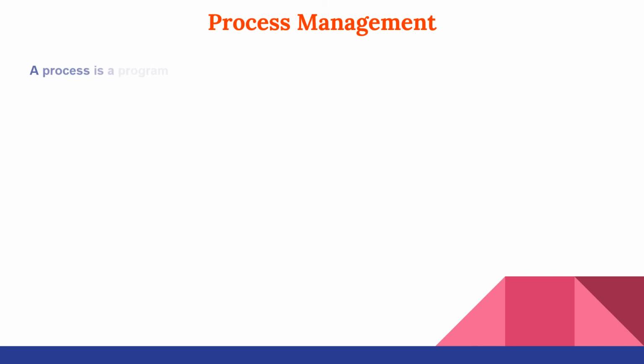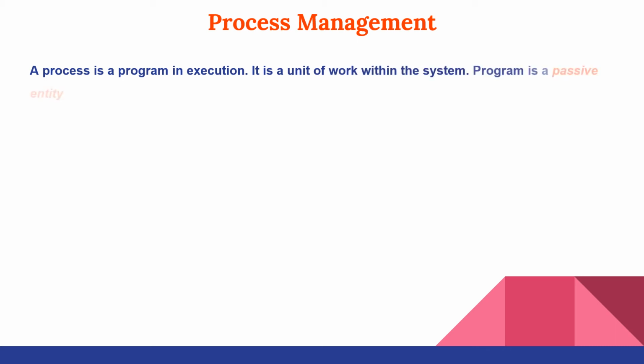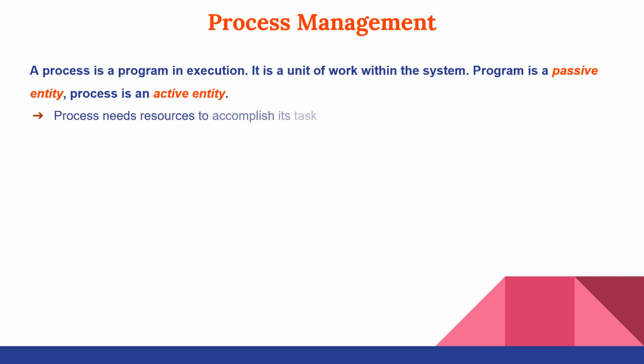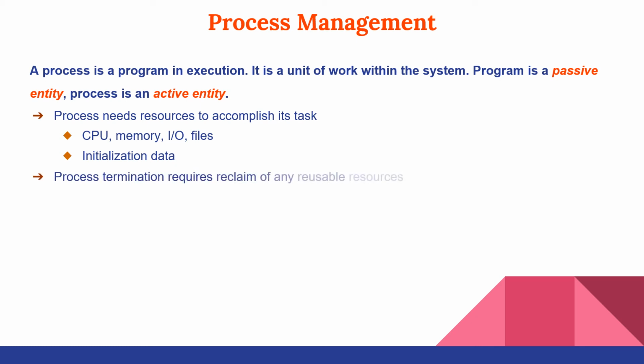Process management, as we define it: a process is a program in execution. It is a unit of work within the system. A program is a passive entity. A process is an active entity. Now, a process needs resources to accomplish its tasks, which are, first, CPU, memory, input, output, and files. The second thing needed is initializing of data. Process termination requires reclaim of any reusable resources.